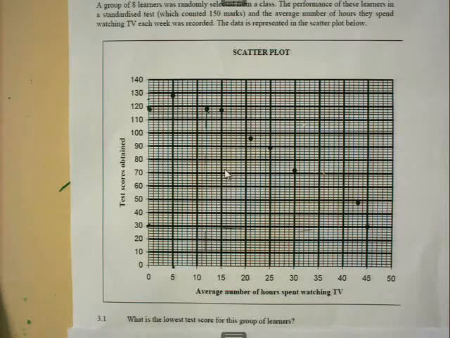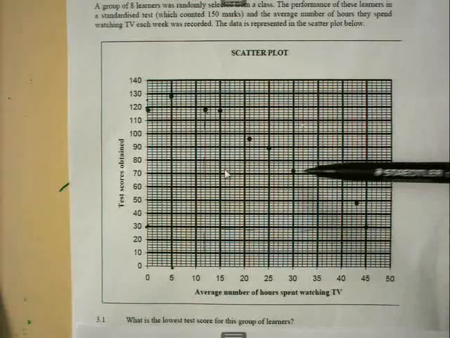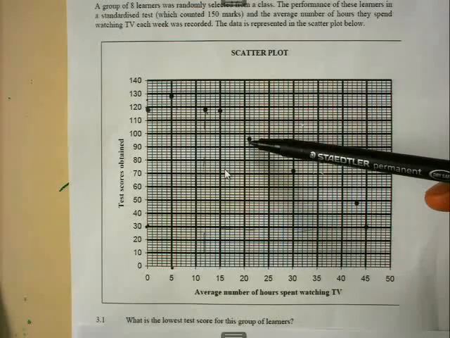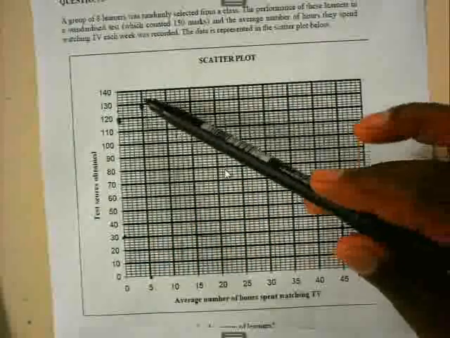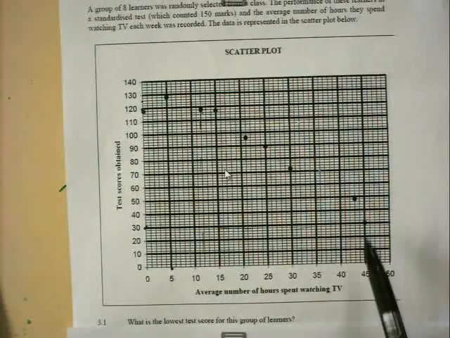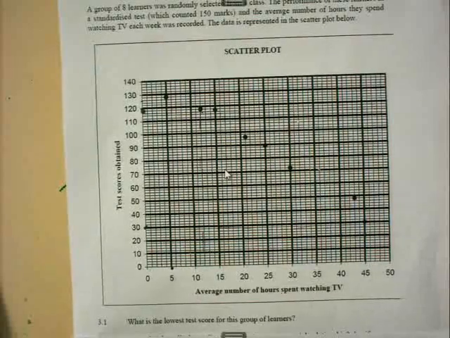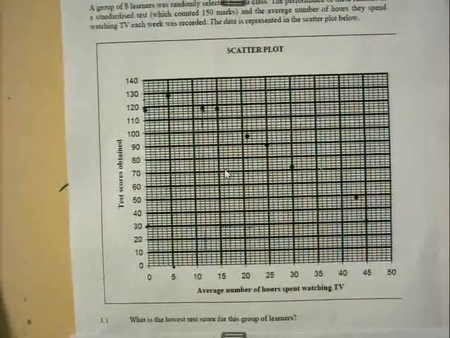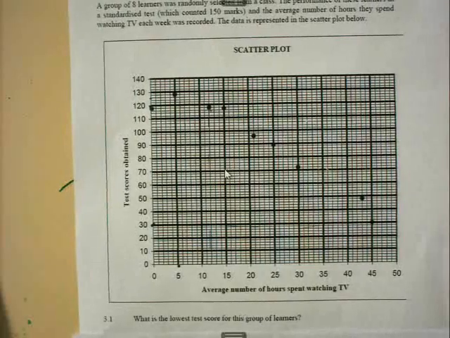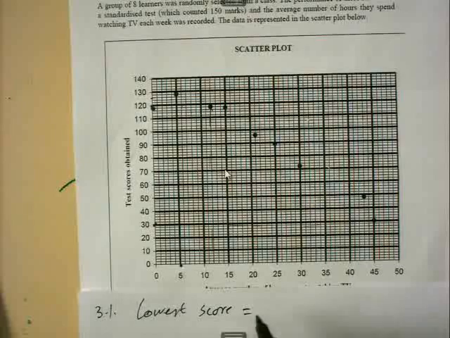This is a question. Let me take you through some questions. The first question: what is the lowest score for this group of learners? Remember I said we've got 8 learners. Point number 1, number 2, number 3, number 4, number 5, number 6, number 7, number 8. To answer this one, you just look here. This is the lowest score. The lowest score here is equal to 30.